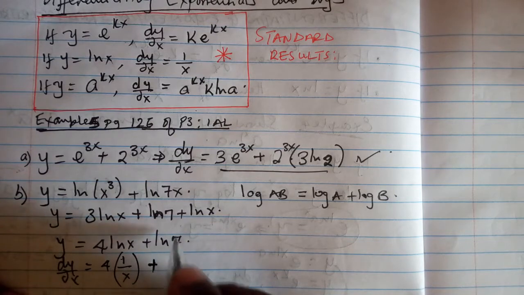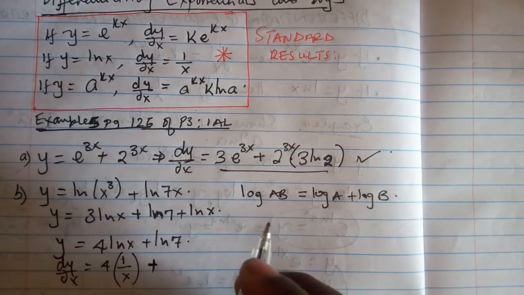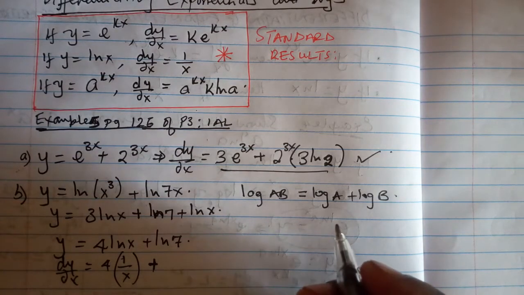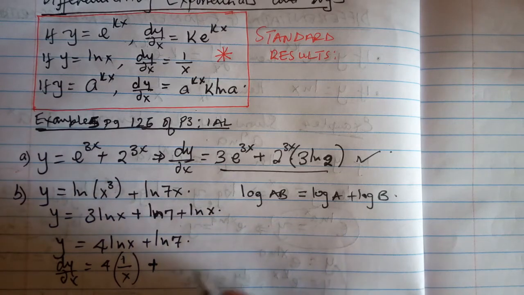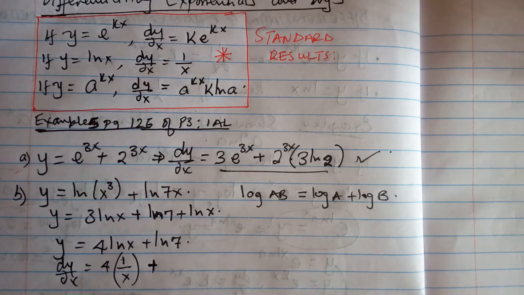The differential of ln 7 is simply, let's see, 0. Of course, you use the standard result for ln x.